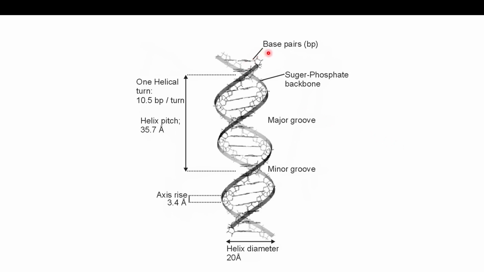So if we talk about, this is the DNA helix, this is the major groove. Okay, this is the major groove and this is the minor groove here. And if we talk about the axis rise, which is usually 3.4 angstrom, and helix diameter is approximately 20 angstrom, and one helical turn, you have 10.5 base pairs per turn, and the helix pitch, one complete helix, is approximately 35.7 angstroms. Okay.